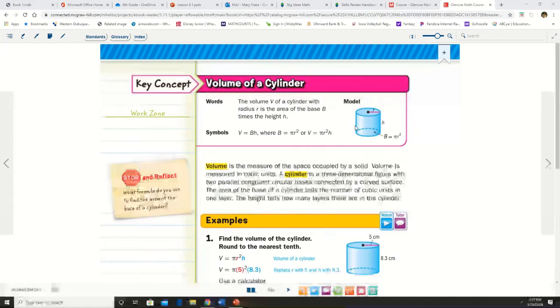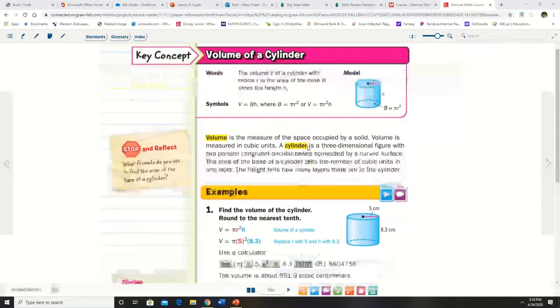The H stands for the height of it, so you're looking at your cylinder and asking yourself, what is the actual height of that? Remembering that cylinders are three-dimensional figures that have circles for their bases. There are going to be two bases. You're going to have a circle on the top and a circle on the bottom.